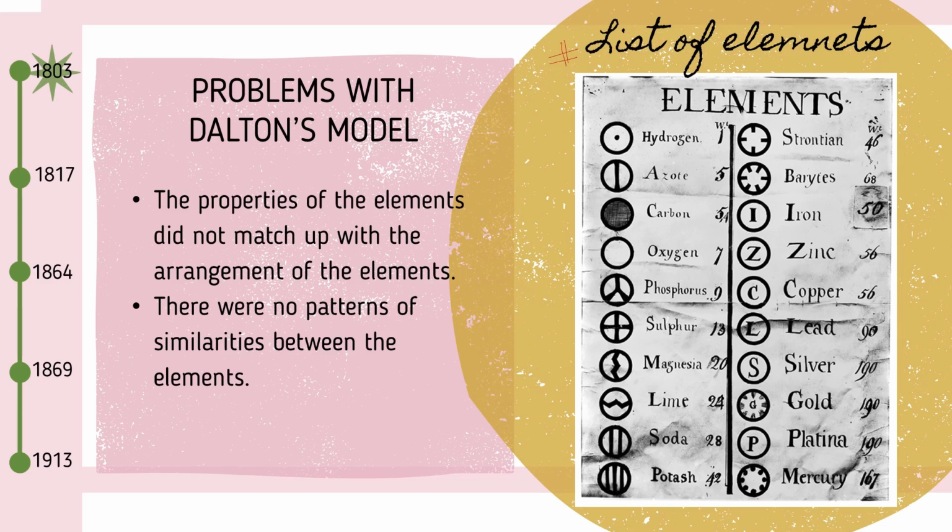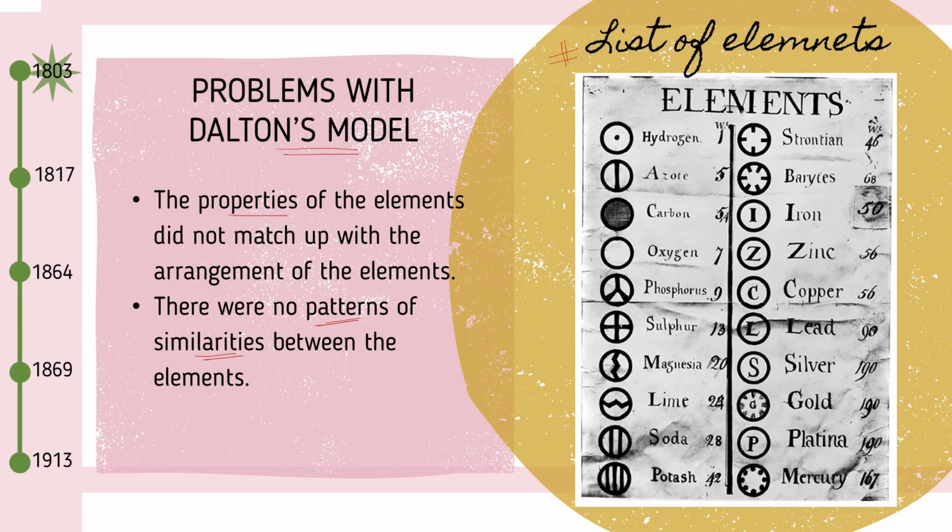Now, problems with Dalton's model. The properties of the elements did not match up with the arrangement of the elements. There were no patterns of similarities between the elements. He just arranged it according to the atomic weights.